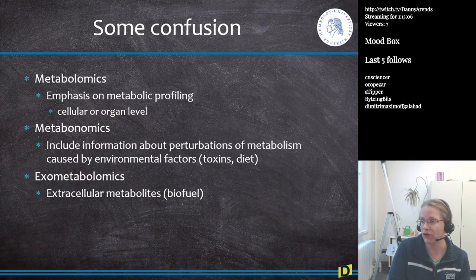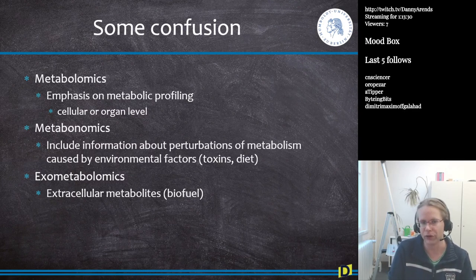Metabonomics would be when you take, for example, a mouse, you shoot it up with methamphetamine, and then you see what happens to the metabolic profile of this animal. Then you are not doing metabolomics, but you're doing metabonomics because you have this experimental component in there, right? Because you're doing a perturbation. So you're kicking the mouse, or you're injecting it, or you're feeding it something.